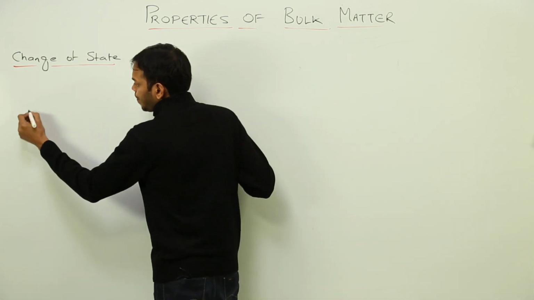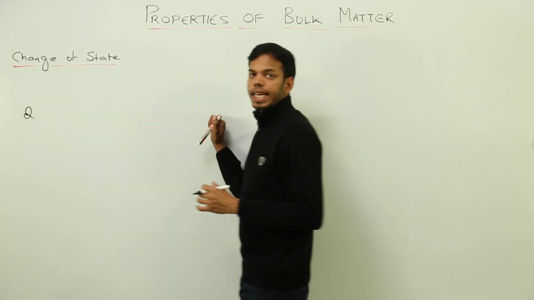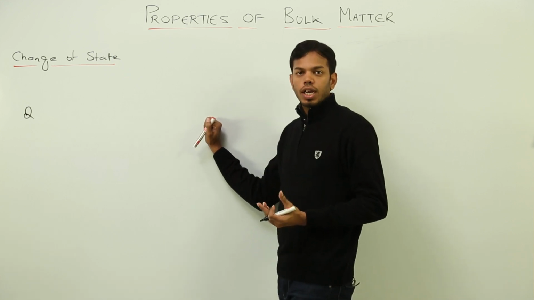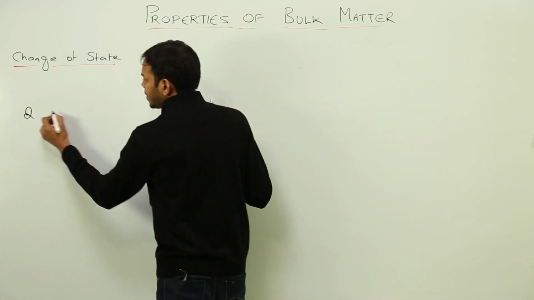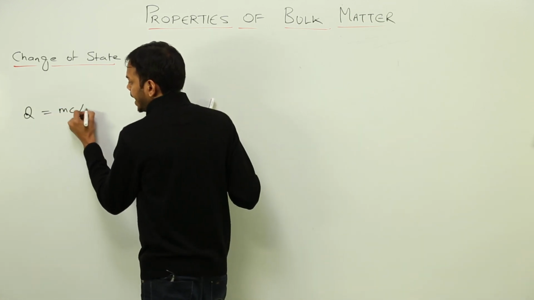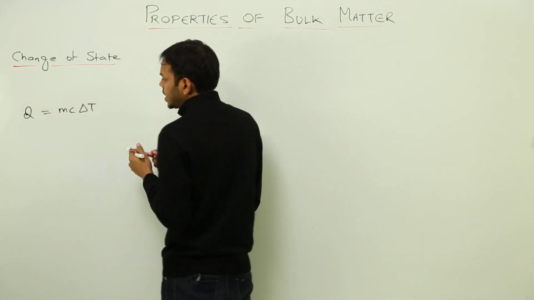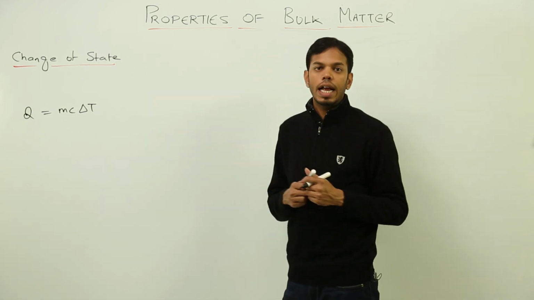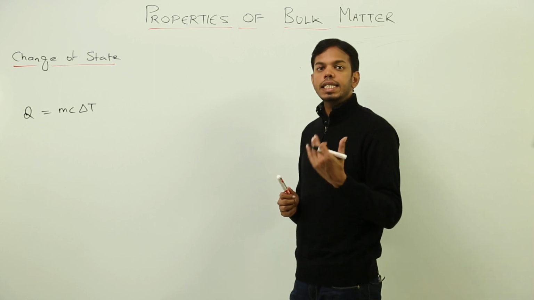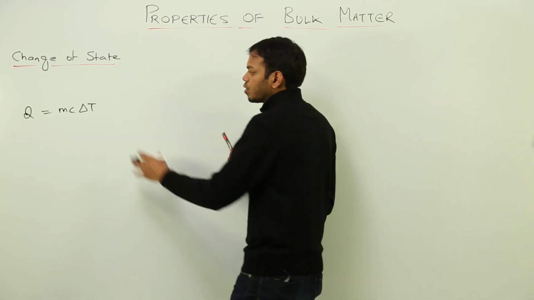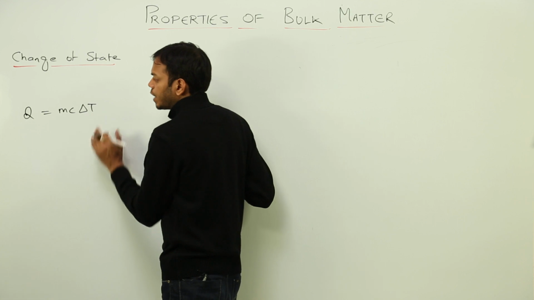Before going to that, what is the formula for giving heat so that the temperature of a body increases? The formula was mc delta T, right? Now this is the formula which is used when you have to calculate the amount of heat given or absorbed by a body to increase its temperature from T1 to T2, delta T would be used.